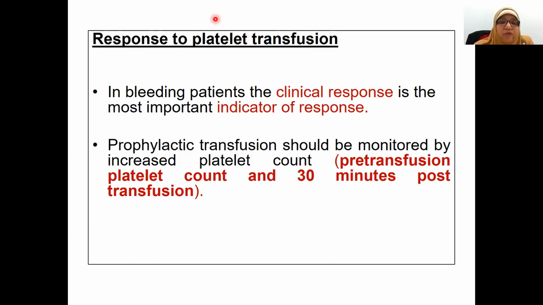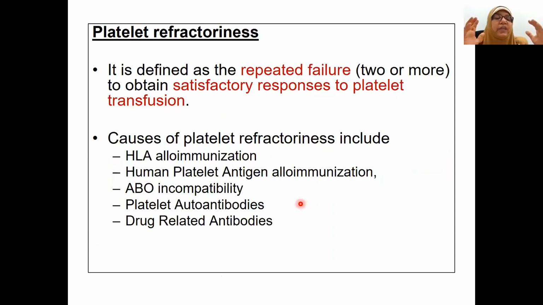When you transfuse somebody with platelets, you need to assess the response. The best time to see whether there is any increment is 30 minutes post-transfusion. There is a terminology you need to know: platelet refractoriness. That's why we discourage you from transfusing platelets if we are not talking about prophylactic platelet transfusion in patients with hematological malignancies or patients going for surgery, and the patients are not bleeding. Why? Because there can be platelet refractoriness.